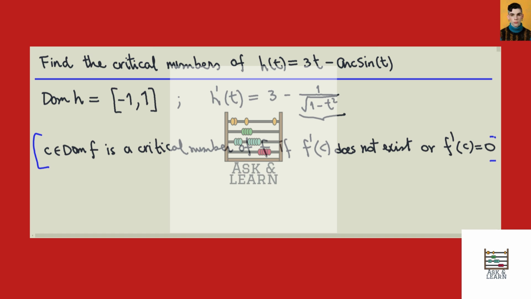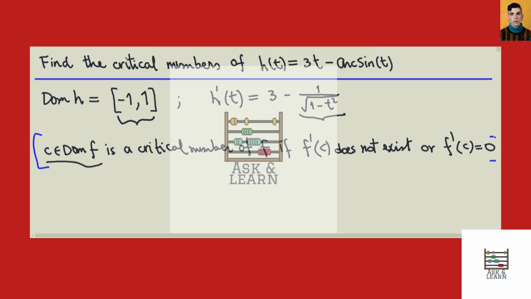So the first thing we are to note here is that the values that can be critical numbers of a function are in the domain of the function, first of all. And that's the first condition. The second one is either that the derivative at that point does not exist or the derivative at that point is 0. So the only possible values that can be critical numbers are the values between -1 and 1, including -1 and 1.